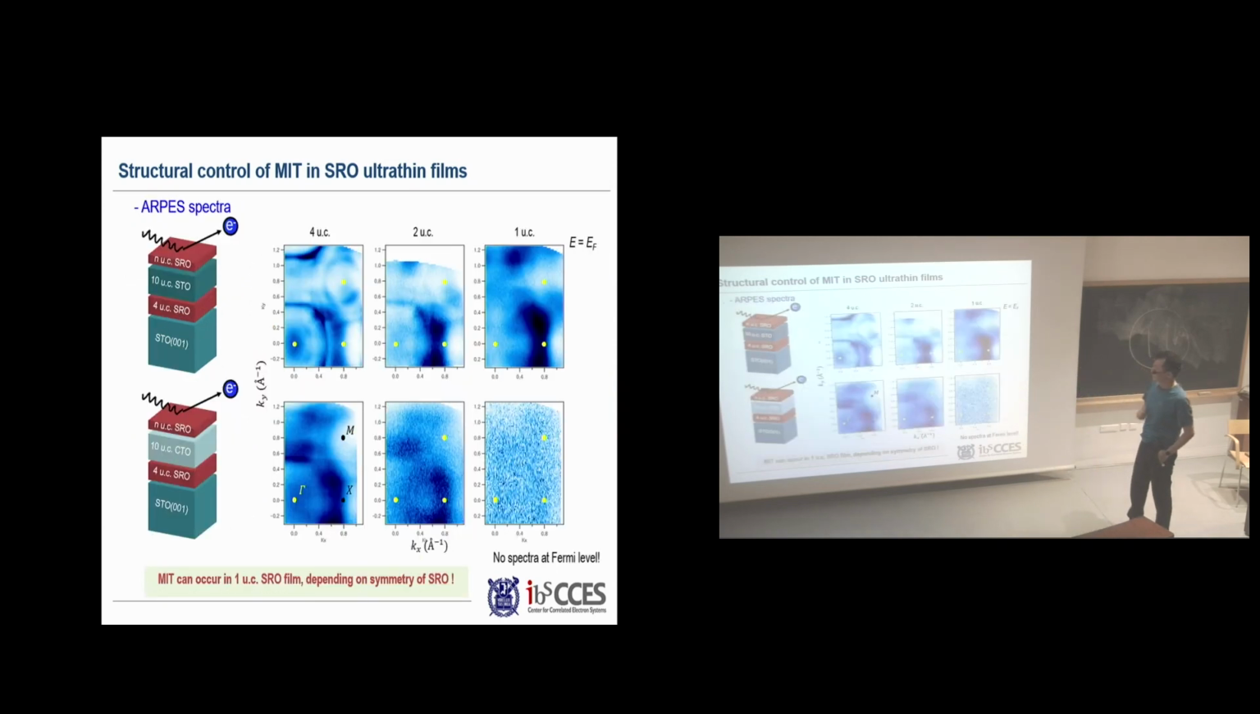So this is the Fermi surface map. With the STO substrate, 4 unit cells have clear Fermi surfaces. Even for the 1 unit cell, you can see some states over there. But when you put the calcium titanate in the middle, there is no Fermi surface. So it becomes insulator. So we can induce a metal-insulator transition.